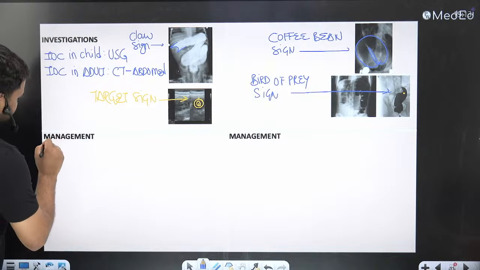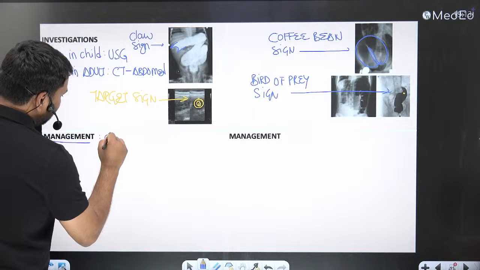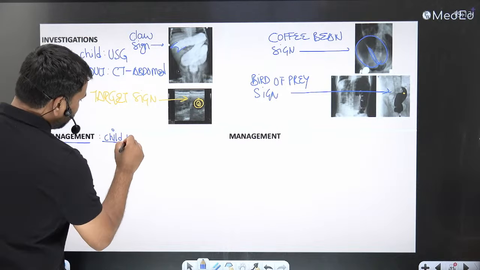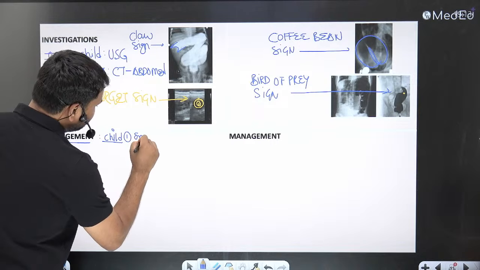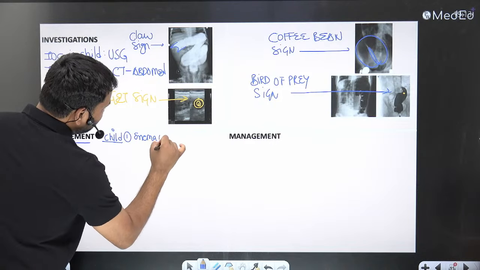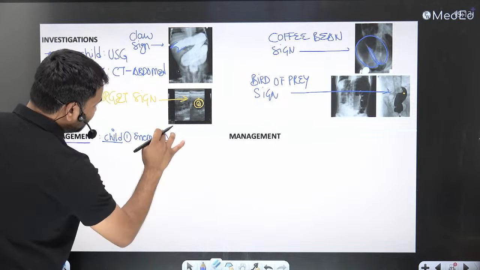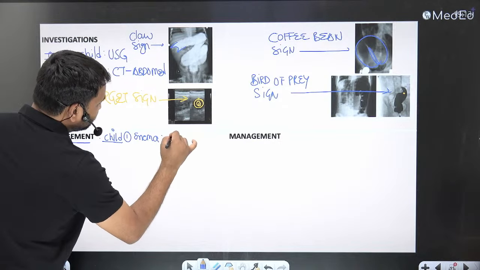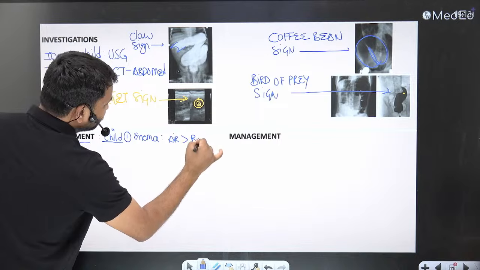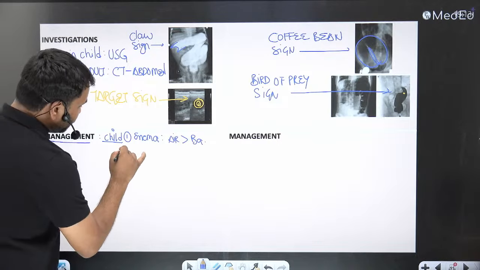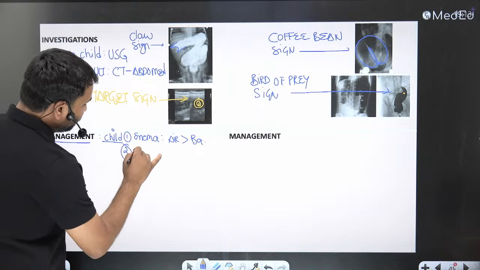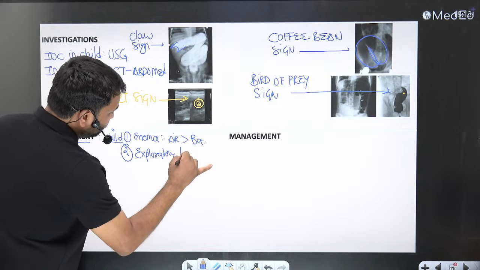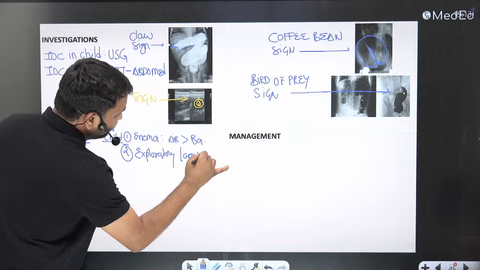The management for intussusception in children, I will first try to go ahead with enema. This enema is initially preferred. It is preferred with air, then you can go ahead with barium. That's the first one. If it fails to resolve, then I am going to take the patient for exploratory laparotomy.